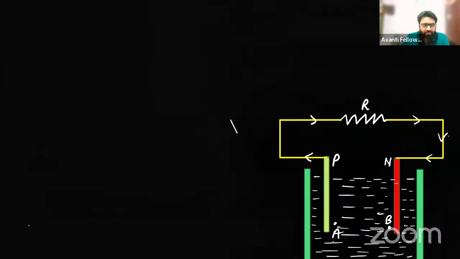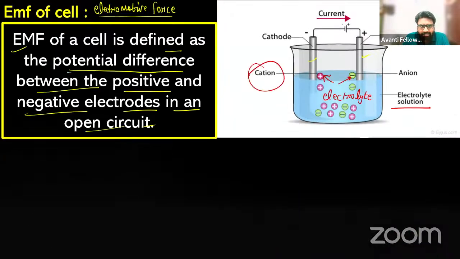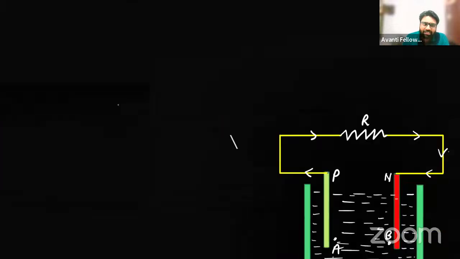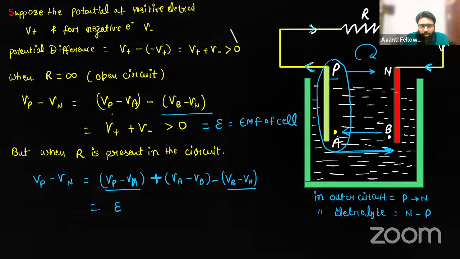देखो, EMF of cell is defined as the potential difference between positive and negative electrode in an open circuit. और ये कौन सी सिचुएशन है? ये ओपन सर्किट ही तो है. तो ओपन सर्किट में जो पोटेंशियल डिफरेंस है बिटवीन पॉजिटिव एंड नेगेटिव इज इक्वल टू द EMF ऑफ सेल. But in this case when the R is also present in the circuit, the total EMF that is provided by the battery is also hindered by the electrolytic solution. बिकॉज इस केस में इलेक्ट्रोलिटिक सॉल्यूशन से करंट पास होगा तो वो करंट को हिंडर करेगा, यानी कि रेसिस्ट करेगा टू द फ्लो ऑफ करंट.